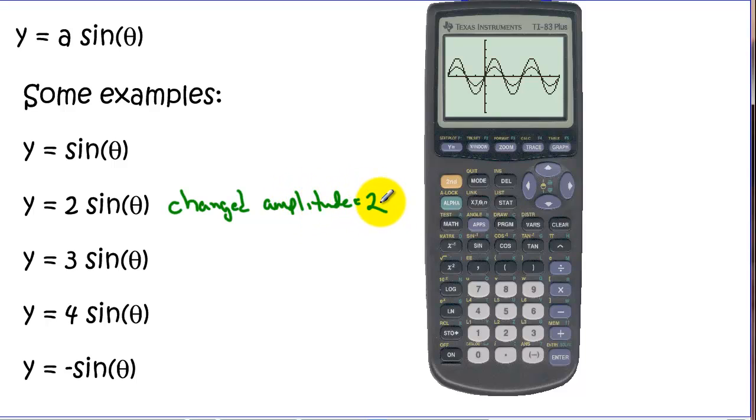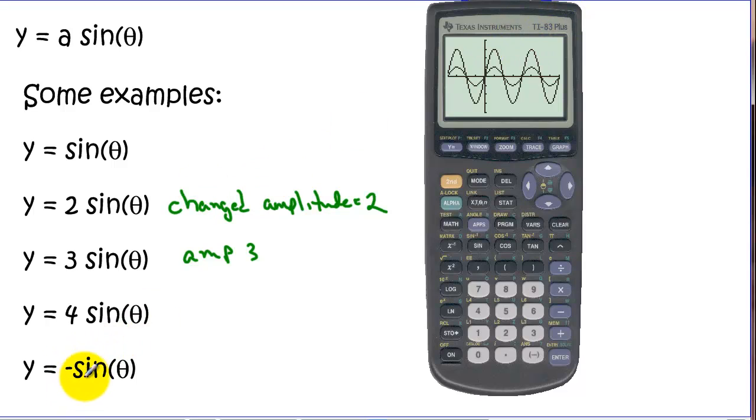And let's look at 3. So let's change this to 3. This time we can see the amplitude went up to 1, 2, 3 units. So here our amplitude was 3. And again, there was no impact on the period. As you can imagine, if we did 4 here, it would go up to 4.